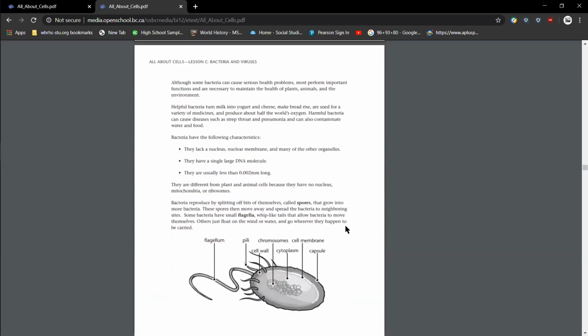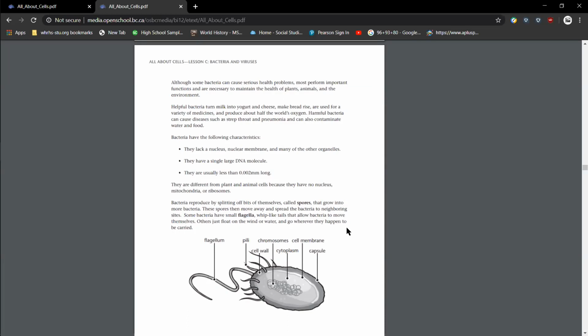Some bacteria can be really bad for you, because cholera and other diseases can be caused by bacteria, but many are actually really helpful to us. For example, milk being turned into yogurt is done with bacteria. Bread rising is also done with bacteria, they can be used for a variety of medicines, and they can produce oxygen in the world. Harmful bacteria can cause a lot of diseases.